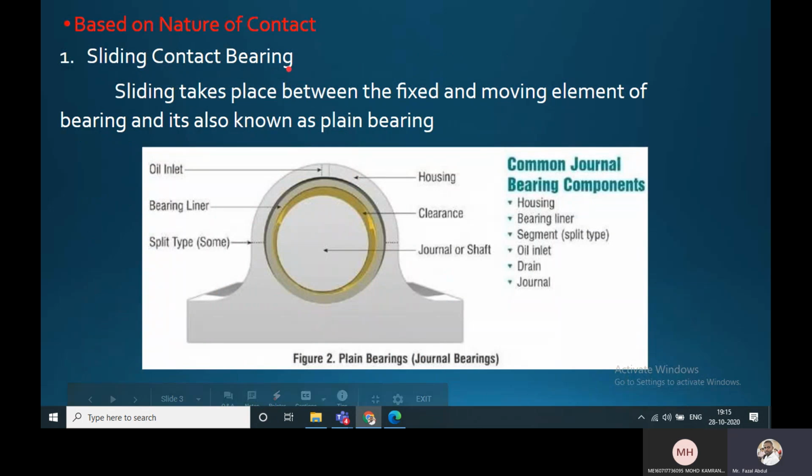Now, sliding contact bearing, another classification. Sliding contact bearing is nothing but contact between the journal and the bearing. Observe the figure. The outer one is known as the bearing. The central middle one, the rotating element, is known as the journal. What is the meaning of the bearing here? The bearing is a machine element which permits relative motion between the meeting parts.